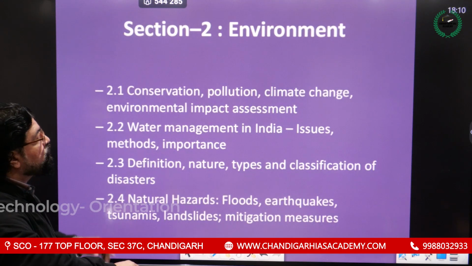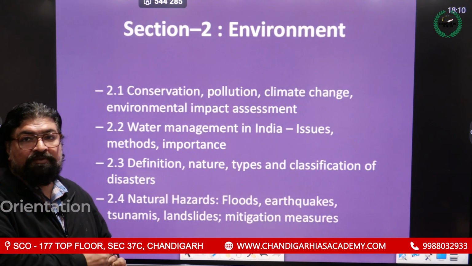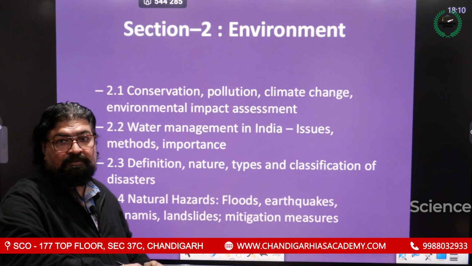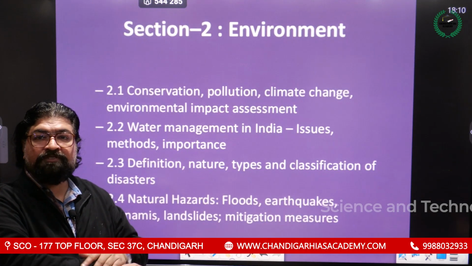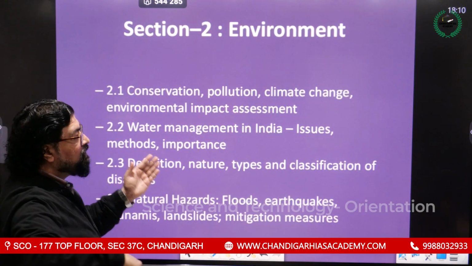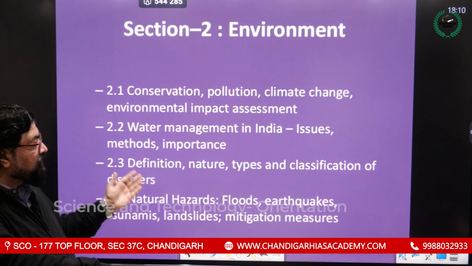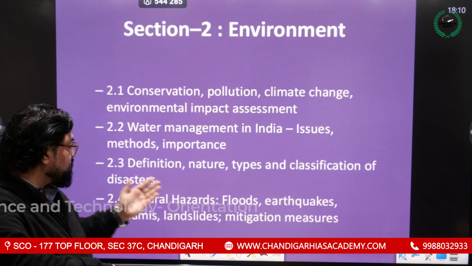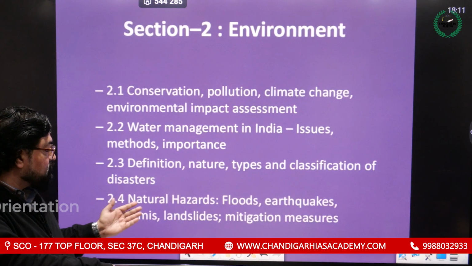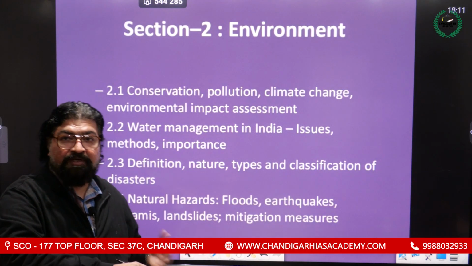Then coming to section 2, the environmental aspect. That is here: conservation, pollution, climate change, environment impact assessment. Again, it matches the UPSC syllabus. Then water management in India: issues, methods, importance, definition, nature, types and classification of disasters and natural hazards, earthquake, flood, droughts, tsunami, landslide, mitigation measures.